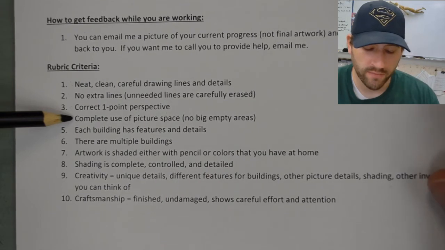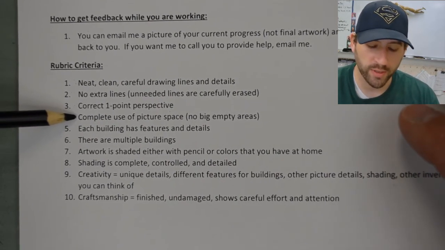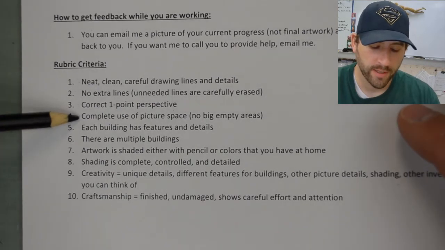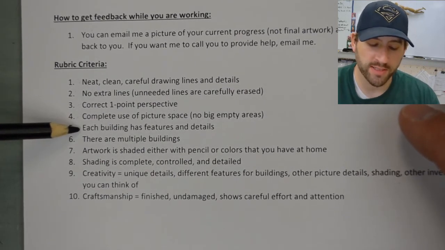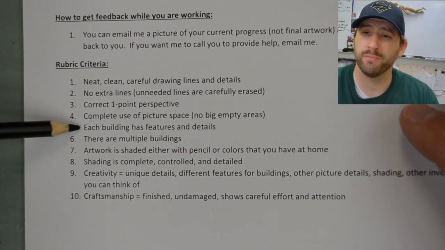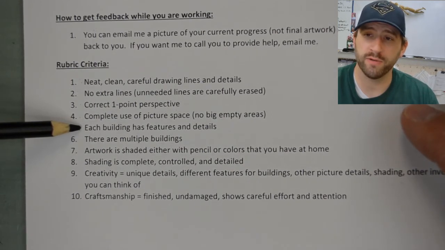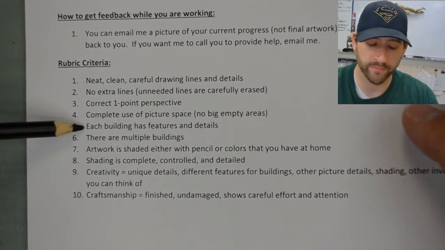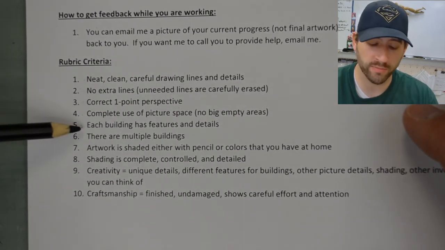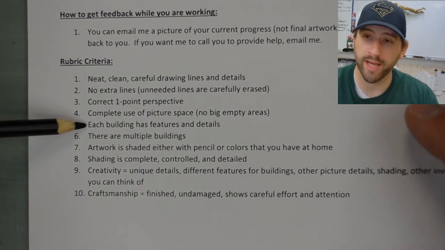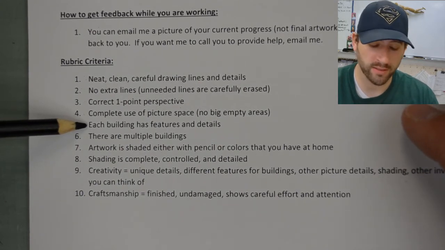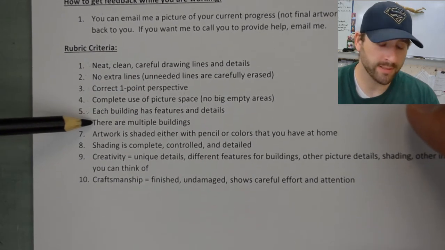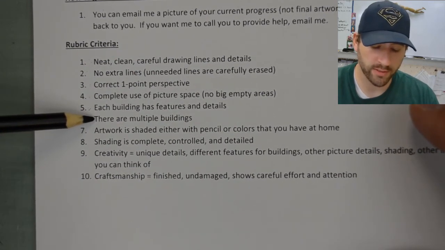Complete use of the picture space. No big empty areas, okay? So think about the whole artwork. Each building has features and details. Don't just turn in buildings that have no details or features. It just looks like a box. You need to add something to it to make it look like a building. And think about the whole building. All parts of the building that you can see would probably have some kind of features or details involved with them. You should have multiple buildings, not just one building in your city street.